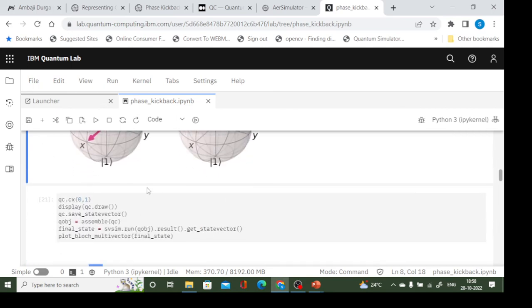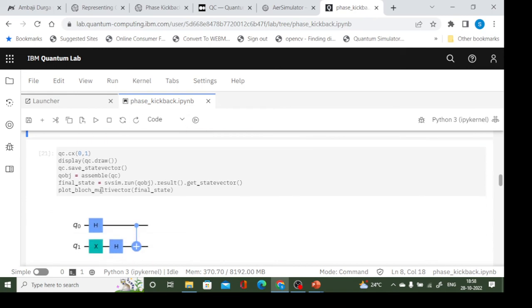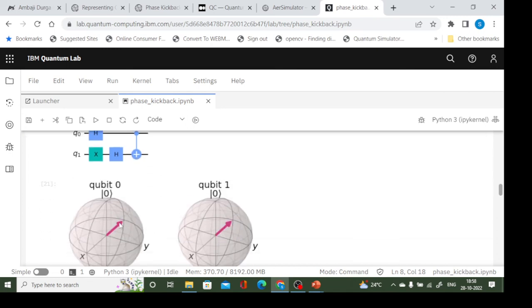Now we are going to add a controlled NOT gate, with the first qubit as the control and the second one as the target. But because of phase kickback, the state of the first qubit is changed to minus from plus. So we are getting minus-minus, like what we have seen in the slide a few minutes back.